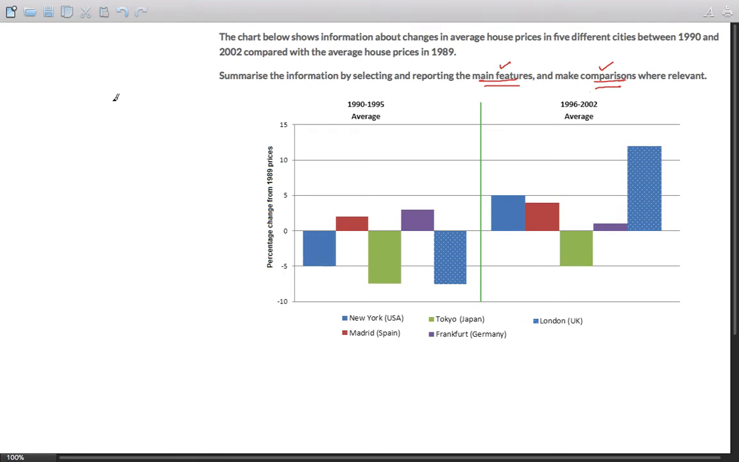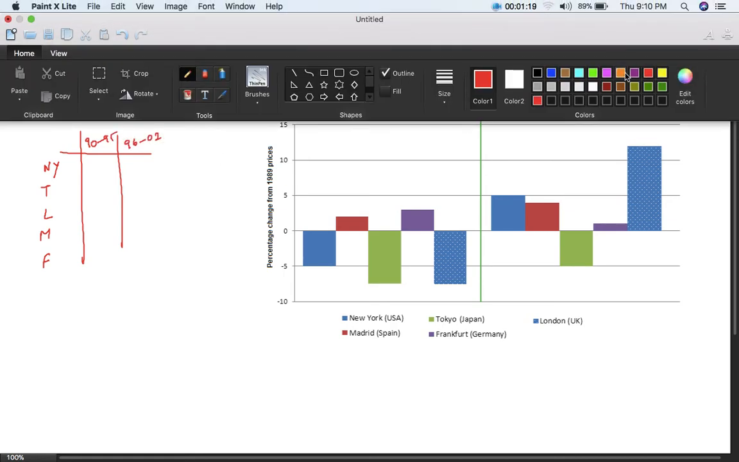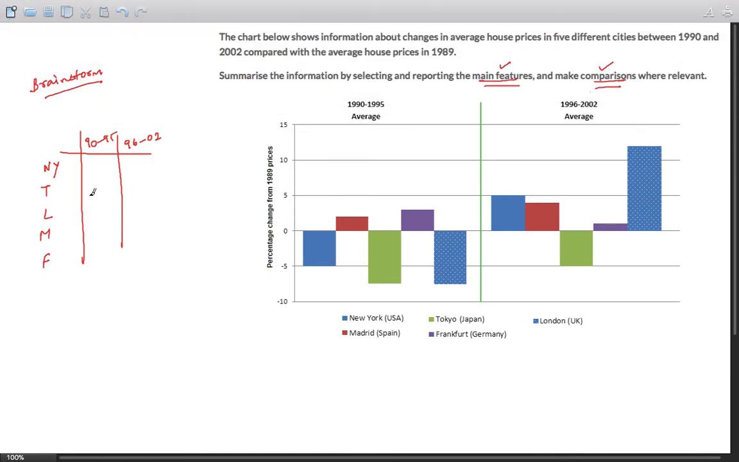As usual, to brainstorm on the question, I usually recommend, in case of a bar chart, that you should draw a table. So let us draw the table. Okay, we have a few variables. We have New York, Tokyo, London, Madrid, and Frankfurt. 5 cities. And we have 2 years, 1990 to 95 and 96 to 2002. Let me use 2 colors to show the combination.